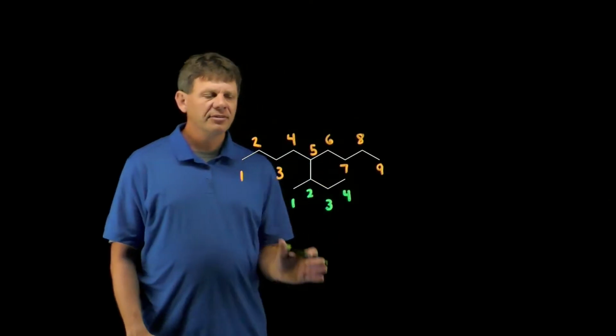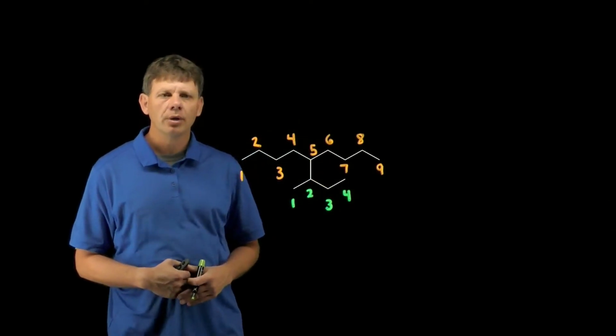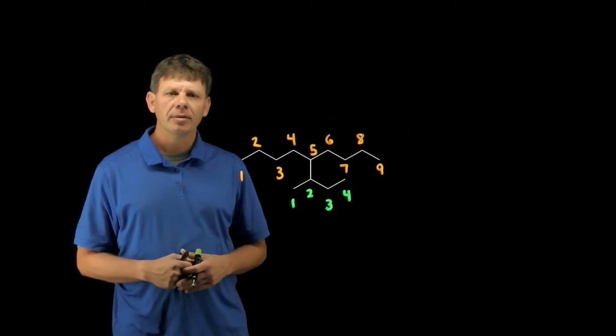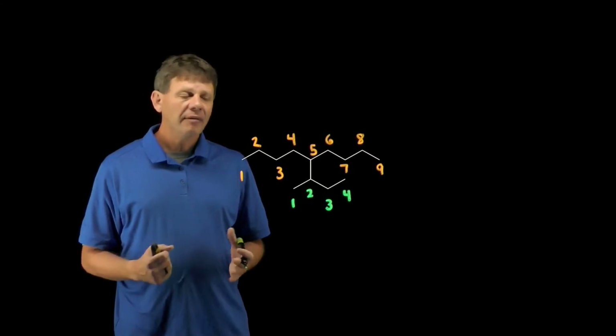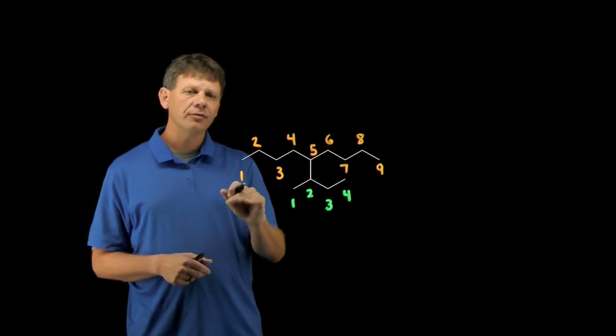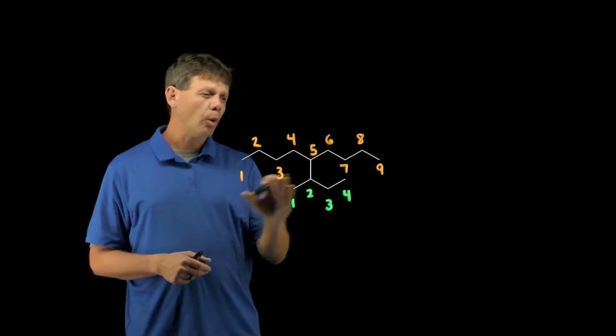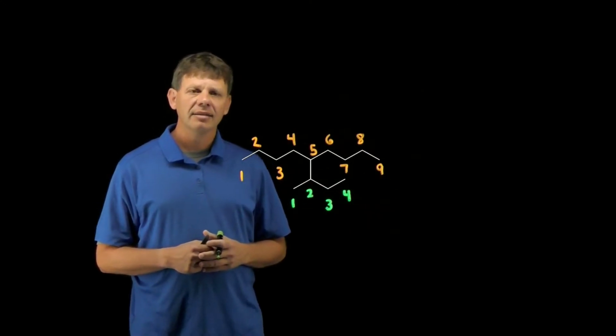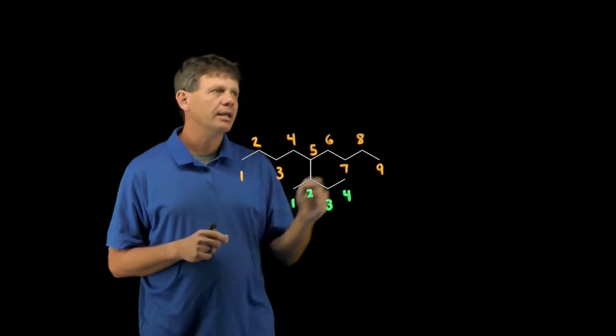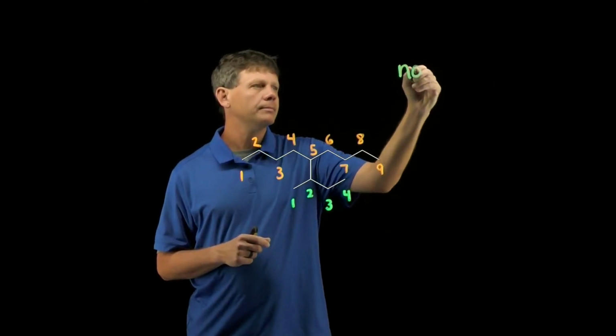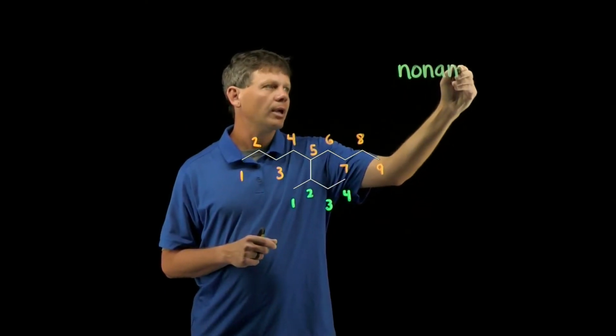This assessment asks us to name the compound shown using the common name for the branched substituent. I've gone ahead and numbered the carbons from left to right, 1 through 9, indicating that this molecule's parent chain is a nonane. So we can go ahead and write that up.